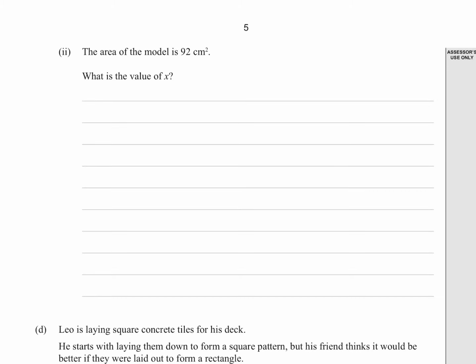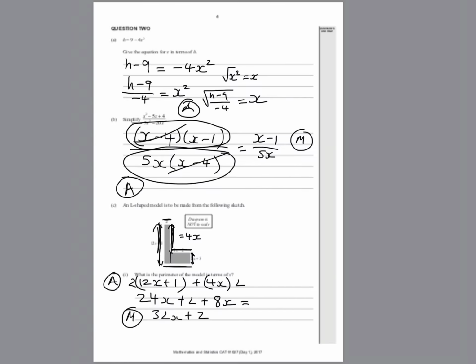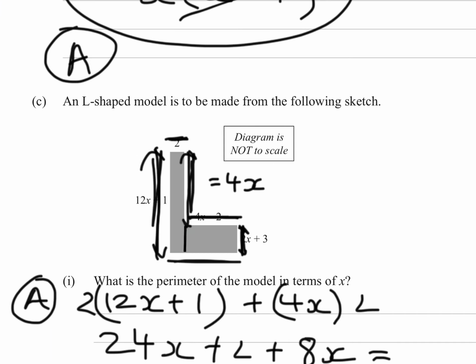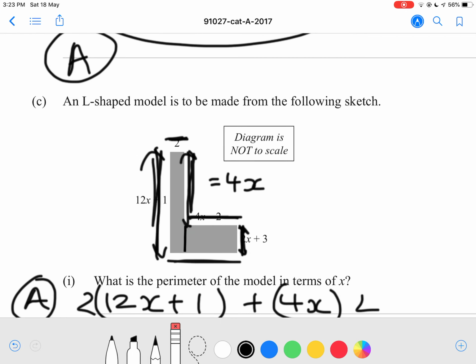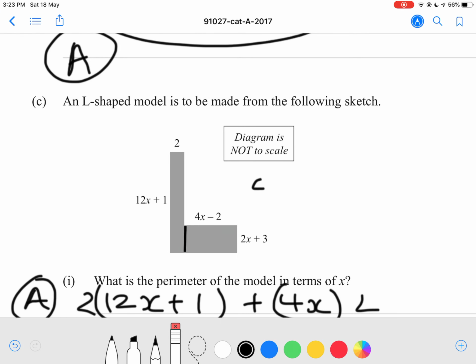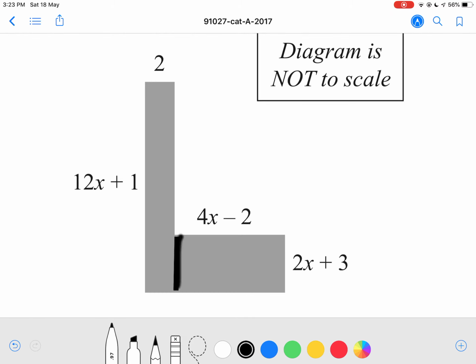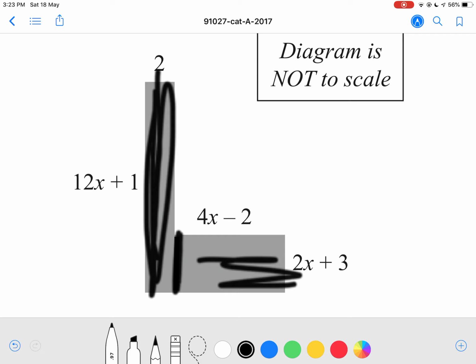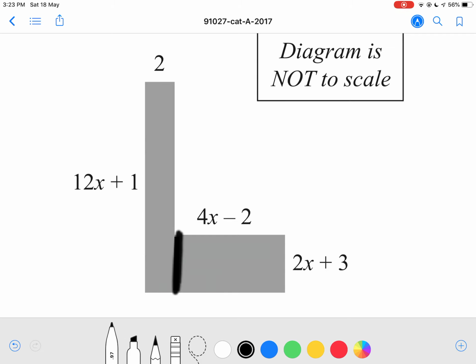The area of the model is 92 centimeters squared. What is the value of x? So remember before when we said we're going to split it off, I drew a line here. So we can just split it off. So we have this area here, and we have this area here, and then we're going to add it together.